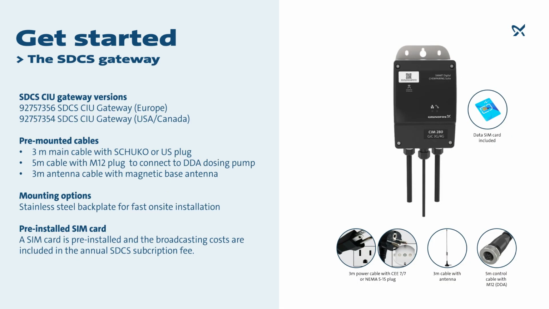To remotely monitor or operate the DDA dosing pump, you need a Smart Digital CHEMPAIRING gateway. We offer you a version for Europe or for USA, Canada. The gateway is already equipped with all the necessary cables and plugs for a fast on-site installation, such as 3-meter power cable with Schuko or US power plug, 5-meter control cable with M12 plug for communication with the DDA dosing pump and 3-meter antenna cable with magnetic base antenna.